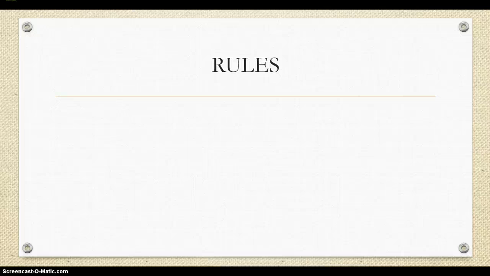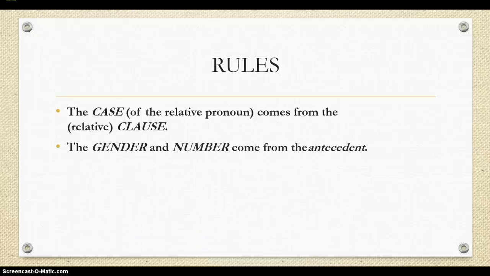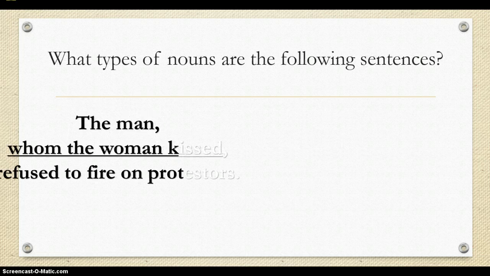So here are the rules for that. Number 1, the case of the relative pronoun comes from the relative clause. So we're going to just look at the relative clause to see if that relative pronoun should be nominative, genitive, dative, accusative, or ablative. Then we have to look at the antecedent for the gender and the number. So if we want to know if it's masculine and singular, we have to look at the antecedent, the word it points to. So let's practice.